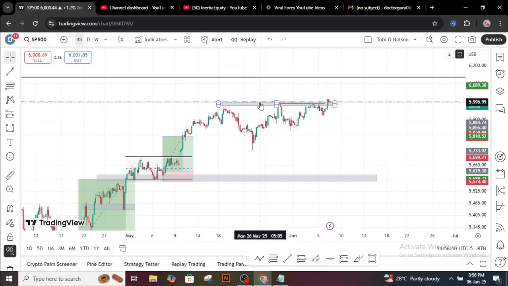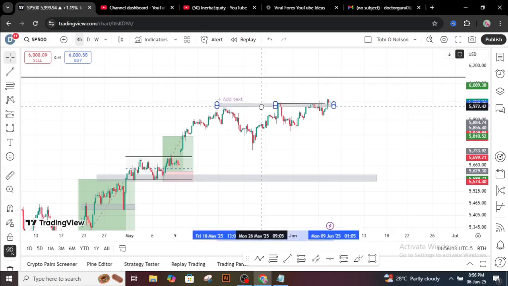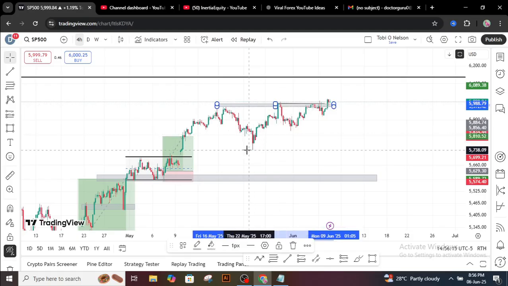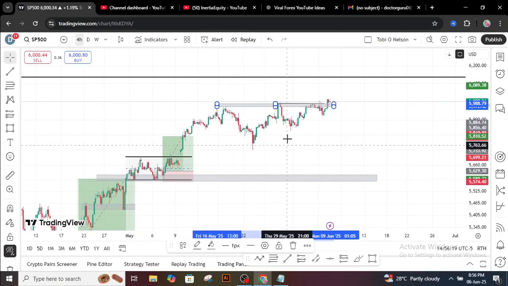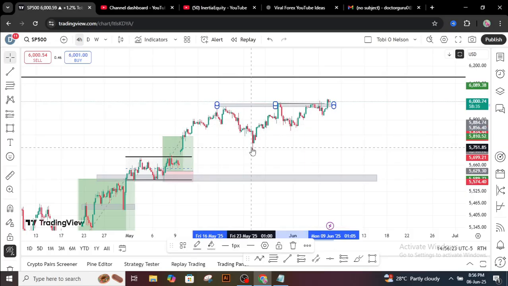So this is why, because a place is a resistance doesn't mean you should sell, and because a place is a support doesn't mean you should buy. You want to make sure you combine the setup with what is going on in the market. So what do I do? Why won't I sell here?